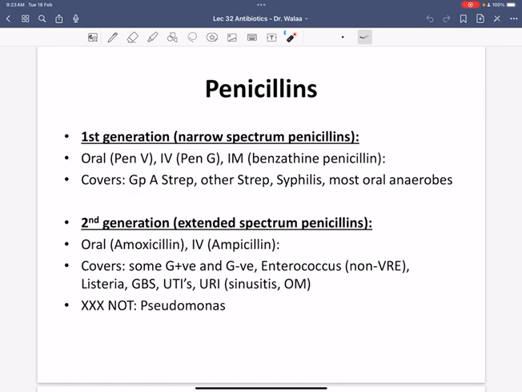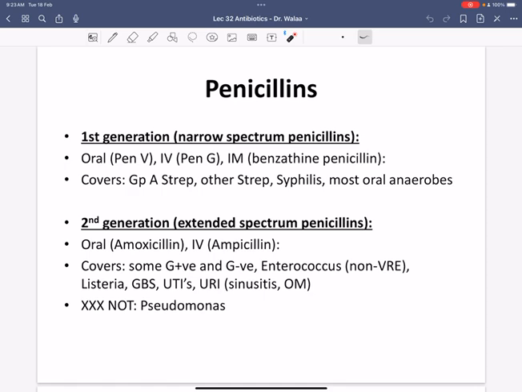They do have a good coverage against most of the strep species. They are excellent to treat syphilis and most oral anaerobes. As we go down, second generation, so it's a broader spectrum of coverage. We're talking about amino penicillins. So there's an amino group added to the first generation or the main penicillin group. So they are orally amoxicillin or ampicillin as IV formulation.